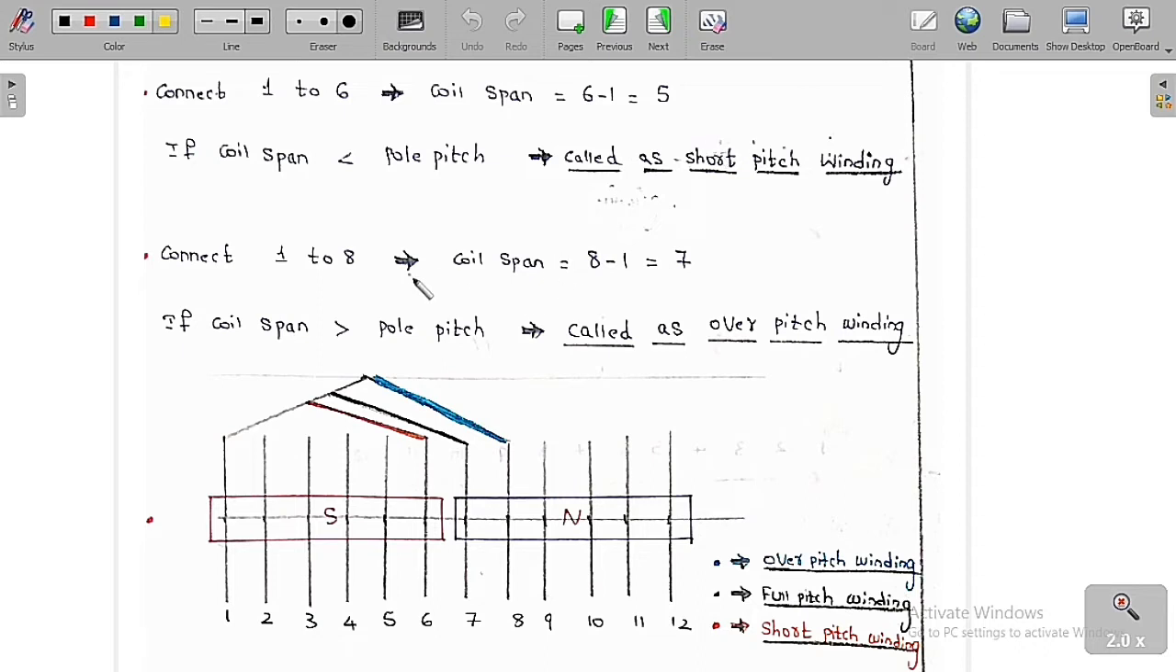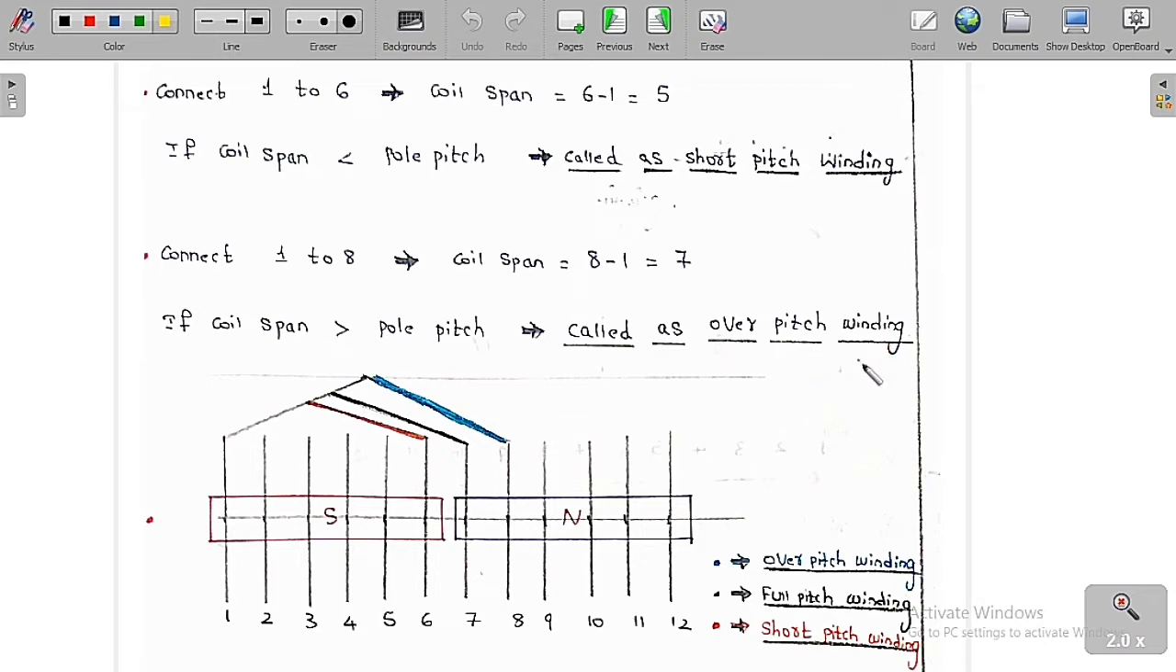Suppose I go for another case, where I connect slot 1 to slot 8, meaning the conductor present in slot 1 to the conductor present in slot 8. If I connect these two, what is the coil span? It is 8 minus 1, which is equal to 7. But the pole pitch is 6, so 7 is greater than 6. So the coil span is greater than the pole pitch, and it is said to be an over pitch winding or over pitch coil.